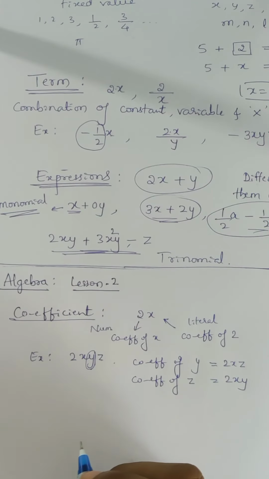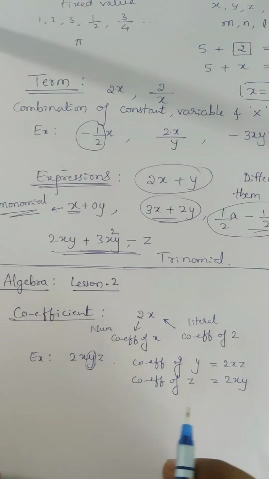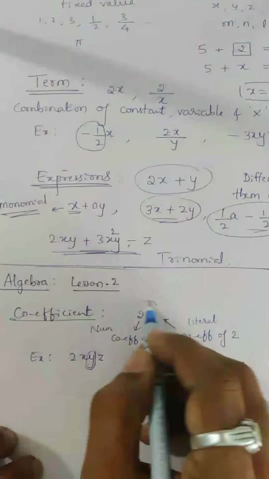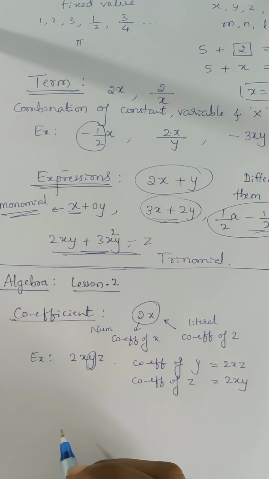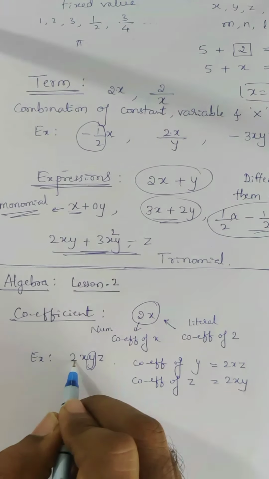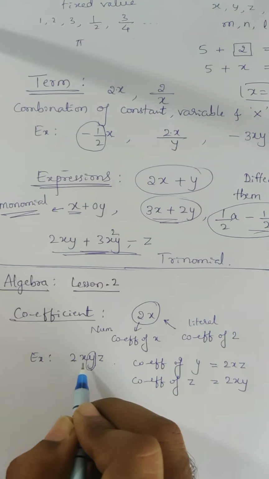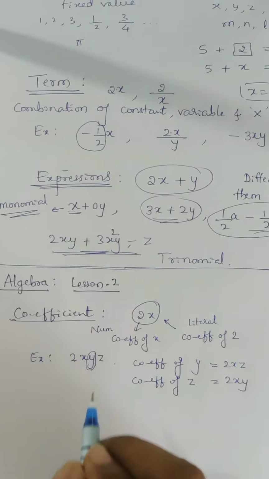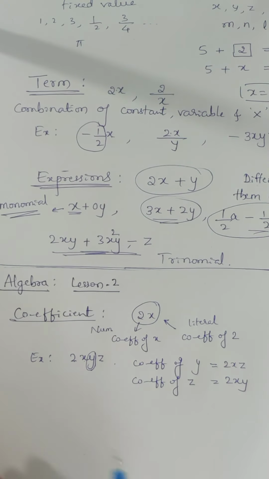So coefficient is nothing but the accompanying factors of a term. This is a term. In any term, suppose you want the coefficient of one piece, be it the constant or any of the variables, other than that, all the remaining will be called coefficients.